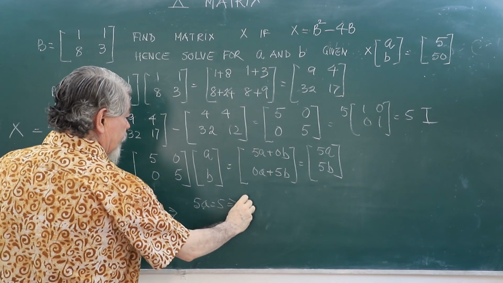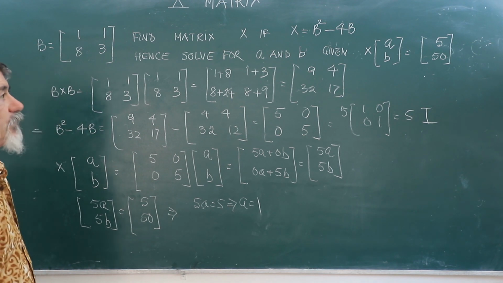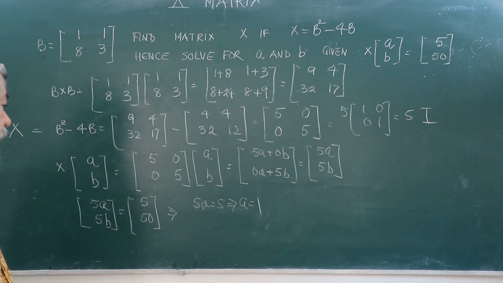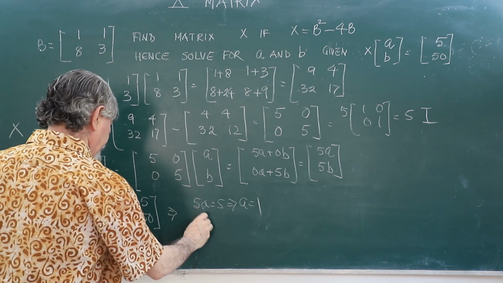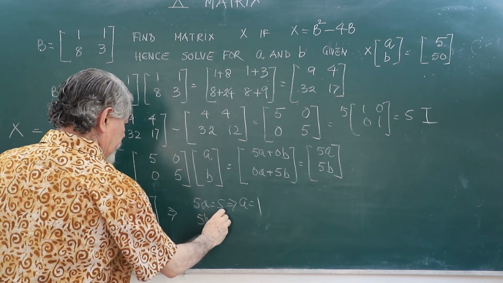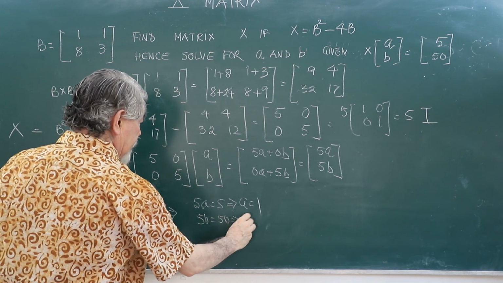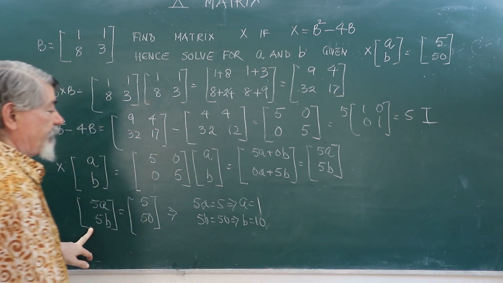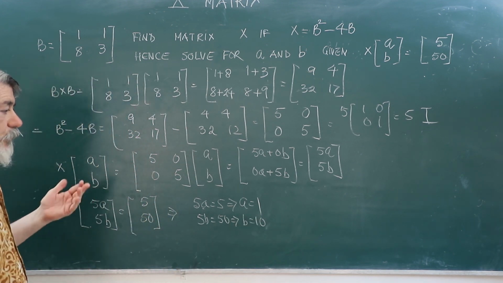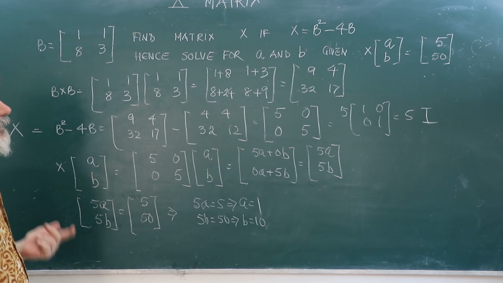That means a is equal to 1. The value of a is 1 because he wants to find the value of a and b. And 5b is 50, means b will be 50 upon 5, that is 10. So a is 1, b is 10. Thank you.